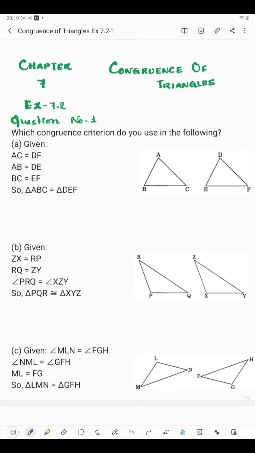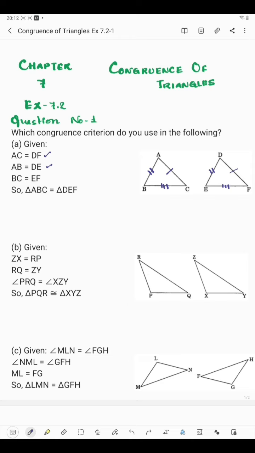Now in part A we have 2 triangles ABC and DEF, and here corresponding parts are given. Here AC is equal to DF, that means side AC in triangle ABC is equal to side DF in triangle DEF. Then side AB is equal to side DE, and side BC is equal to side EF.